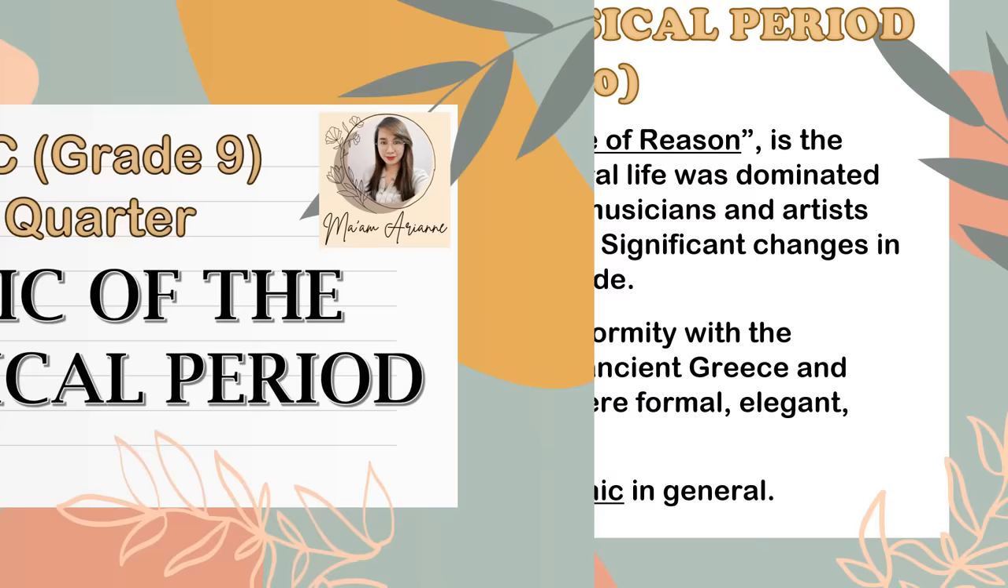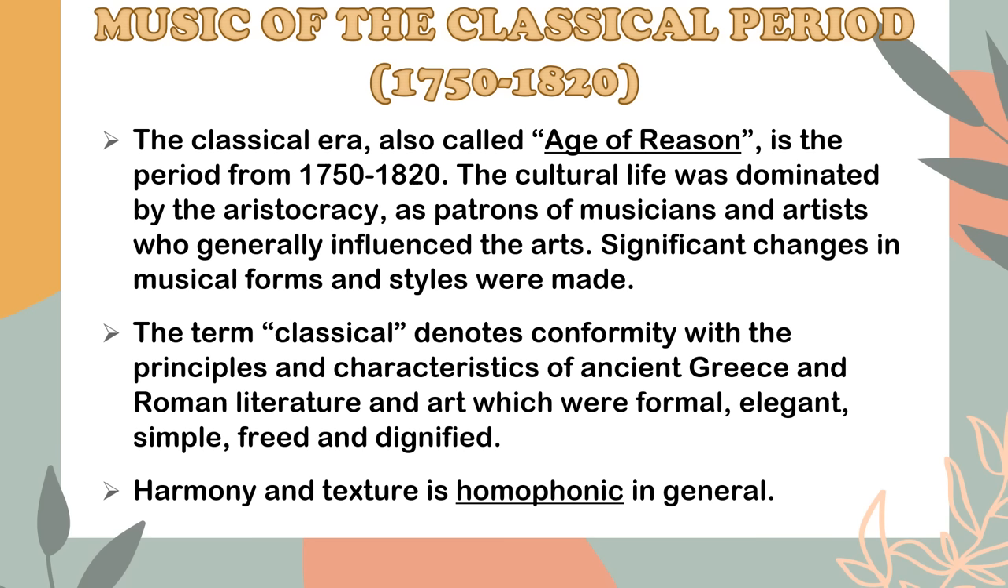The classical era, also called Age of Reason, is the period from 1750 to 1820. The cultural life was dominated by the aristocracy as patrons of musicians and artists who generally influenced the arts. Significant changes in musical forms and styles were made. The term classical denotes conformity with the principles and characteristics of ancient Greek and Roman literature and art, which were formal, elegant, simple, refined, and dignified. Harmony and texture during the classical period is homophonic in general.